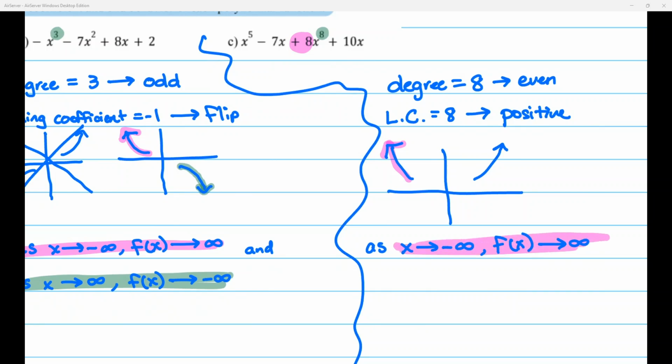And then to describe the second part of the graph, as my x's go to the right, as x approaches positive infinity, my f of x's, my y values, are going up. That's describing this second half of the graph.